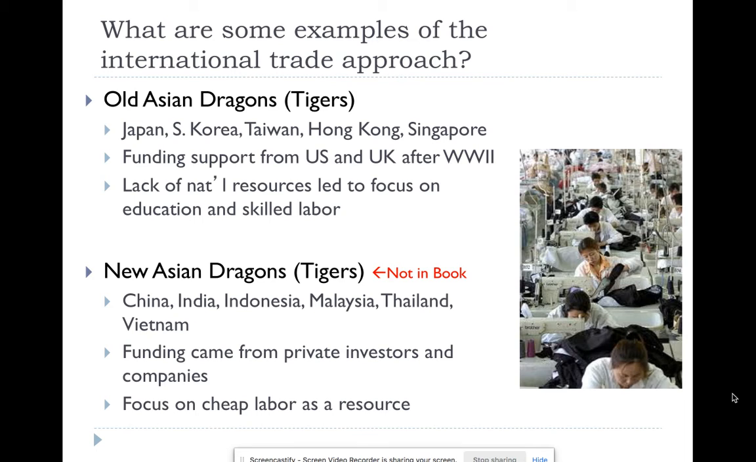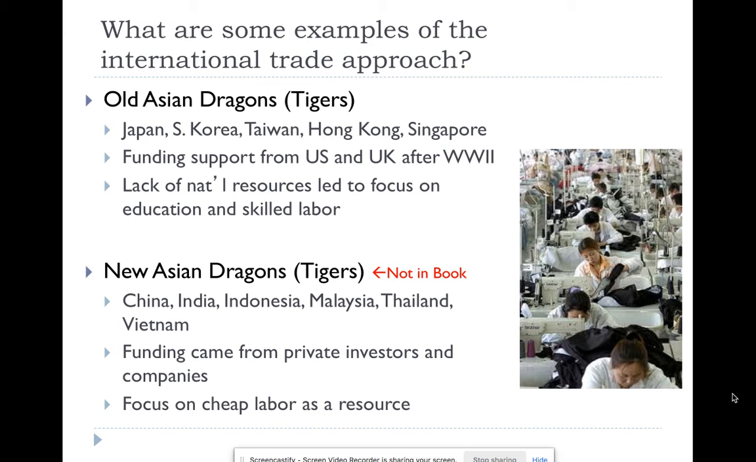And so we saw a lot of education going on for their workers. We saw working on specific skills and labor that they could focus on for their economies. And that's what made them important and larger in the international or globalization idea here. Today, we have the new Asian dragons, or the new Asian tigers. They don't mention them in the book, but we have China, India, Indonesia, Malaysia, Thailand, and Vietnam. They are also doing the same thing.